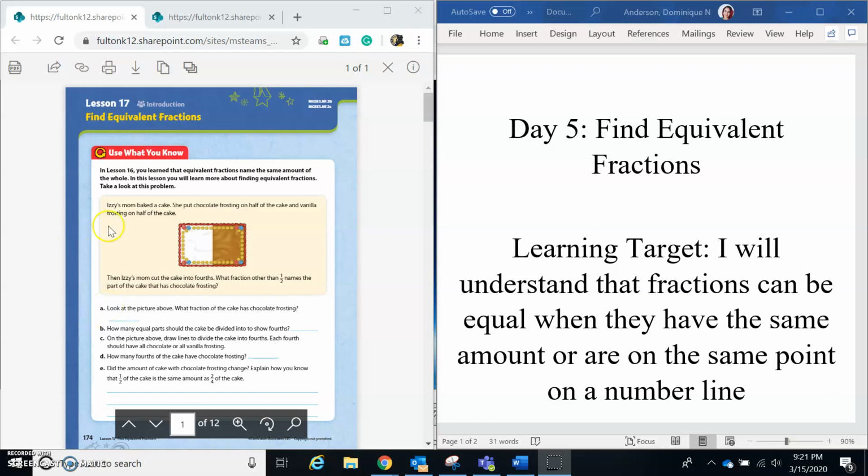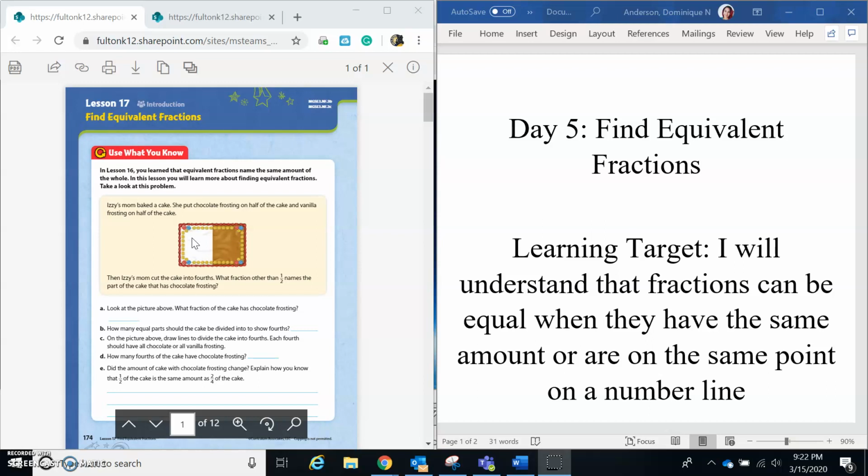It says, in lesson 16, you learned that equivalent fractions name the same amount of the whole. In this lesson, you will learn more about finding equivalent fractions. Take a look at this problem. Izzy's mom baked a cake. She put chocolate frosting on half the cake and vanilla frosting on half of the cake. Then Izzy's mom cut the cake into fourths. What fraction other than 1/2 names the part of the cake that has chocolate frosting?